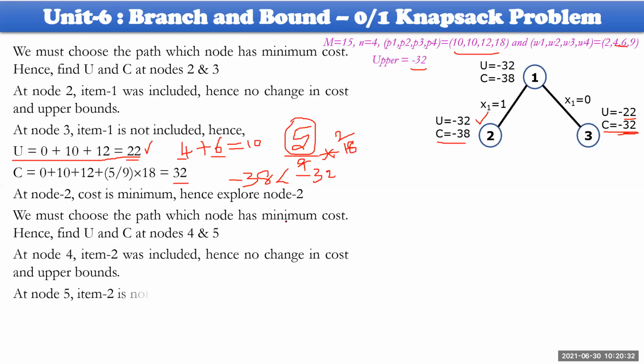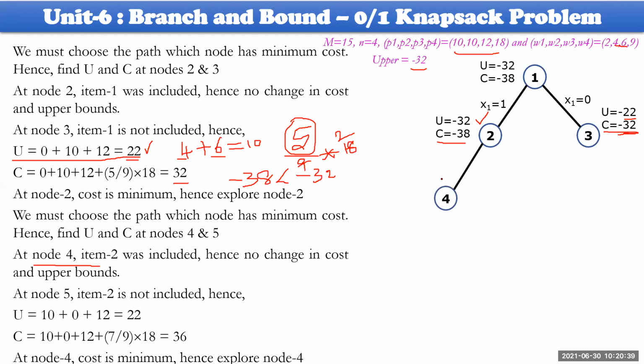So look at this. At node 4, let me draw node 4 here. Node 4 or node 5. Yeah, I have drawn here. At node 4, you can consider that the x2 value has been included, or the second item has not been included. The first item has been included, that is confirmed. Then we have to take into consideration whether the second item may be included or not. So let us identify the cost and upper bound so that we will decide.